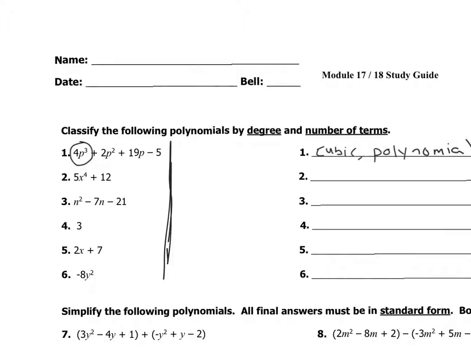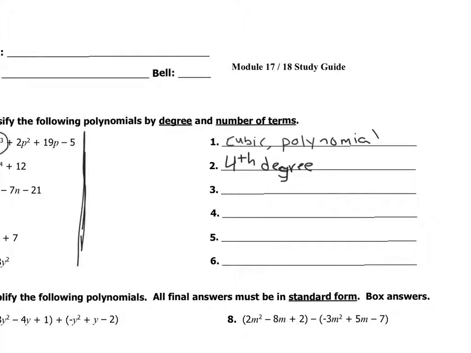So remember what we did in class. You have to add up all of the exponents. So 2, that would be a 4th degree. And that would be 2 terms only, so that would be a 4th degree binomial.